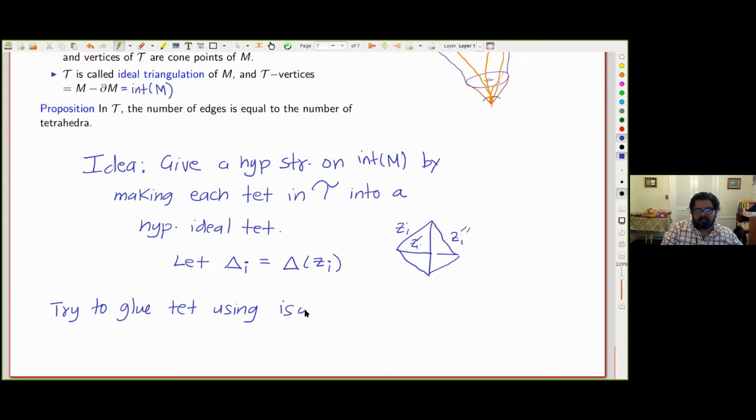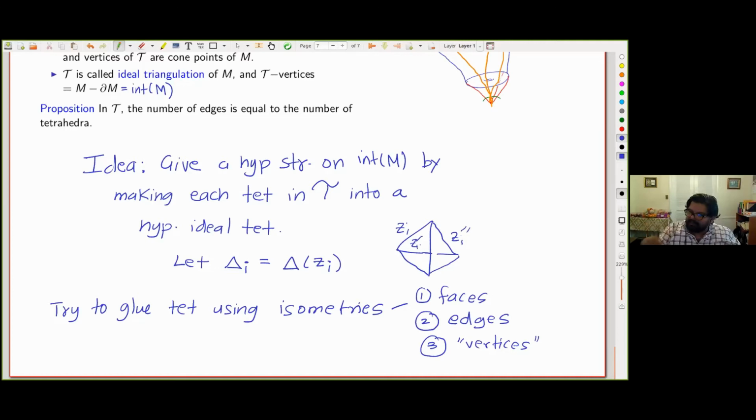So what are the three things which are going to come up? There is one thing about faces. You have to check that the hyperbolic structure first extends. You start with one tetrahedron and you extend it along a face. Then you have to check for extension along edges. And the third thing is we have to check the ideal vertices. I'm putting it in quotes because it's ideal, but at ideal vertices we have to check that things work out. So this is the idea of what we are going to do. And that's the beginning.